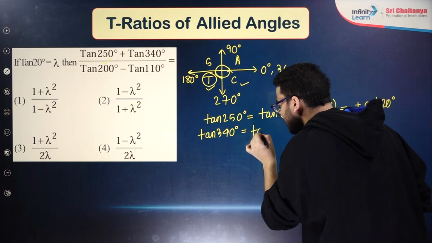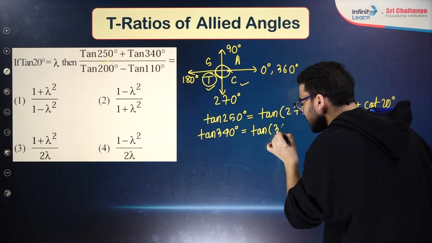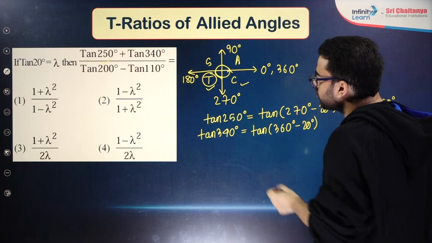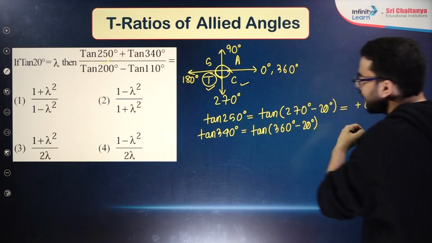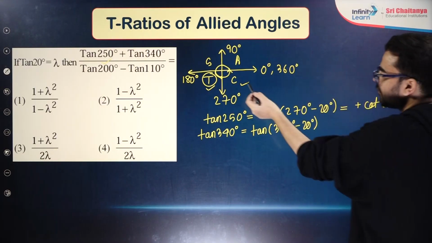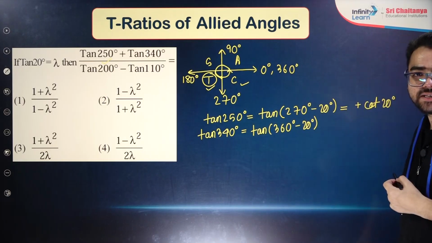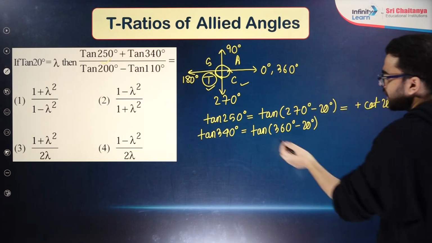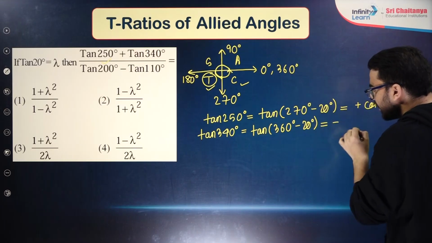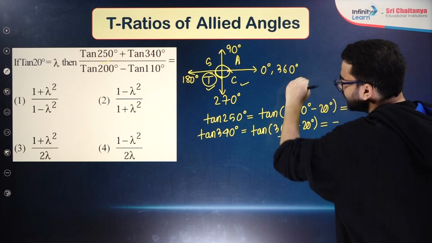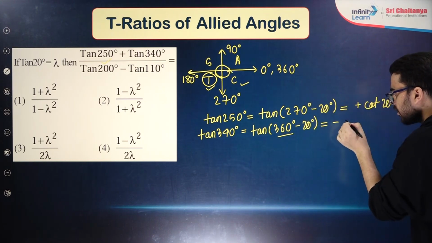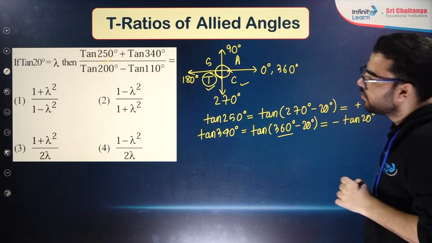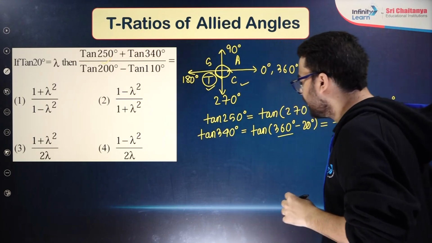I can write it like this, tan 360 minus 20. Now 360 minus 20 is in which quadrant? It is in the fourth quadrant. And in the fourth quadrant, only C for cos and its reciprocal sec will be positive and all other trigonometric ratios are negative. So that will come out to be negative. And when the reference is horizontal, trigonometric ratio will not change. So minus tan 20.